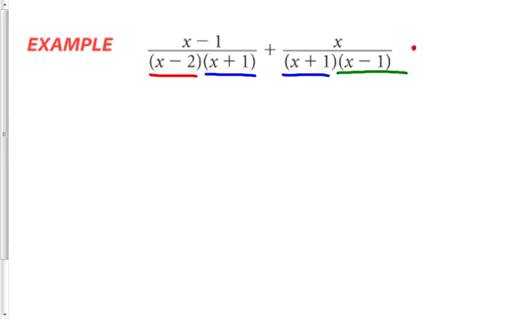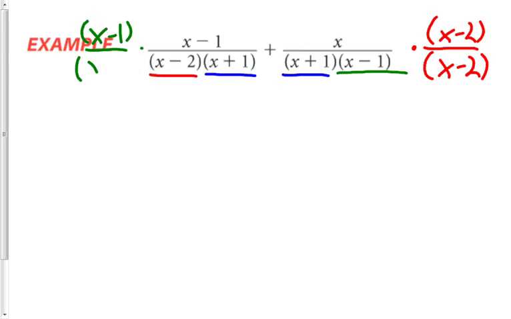I would have to multiply x over x plus 1 times x minus 1 by 1 in the form of x minus 2 over x minus 2. And I would also have to multiply x minus 1 over x minus 2 times x plus 1 by 1 in the form of x minus 1 over x minus 1. After I've done this, I need to multiply those fractions together before I can add the two fractions together.